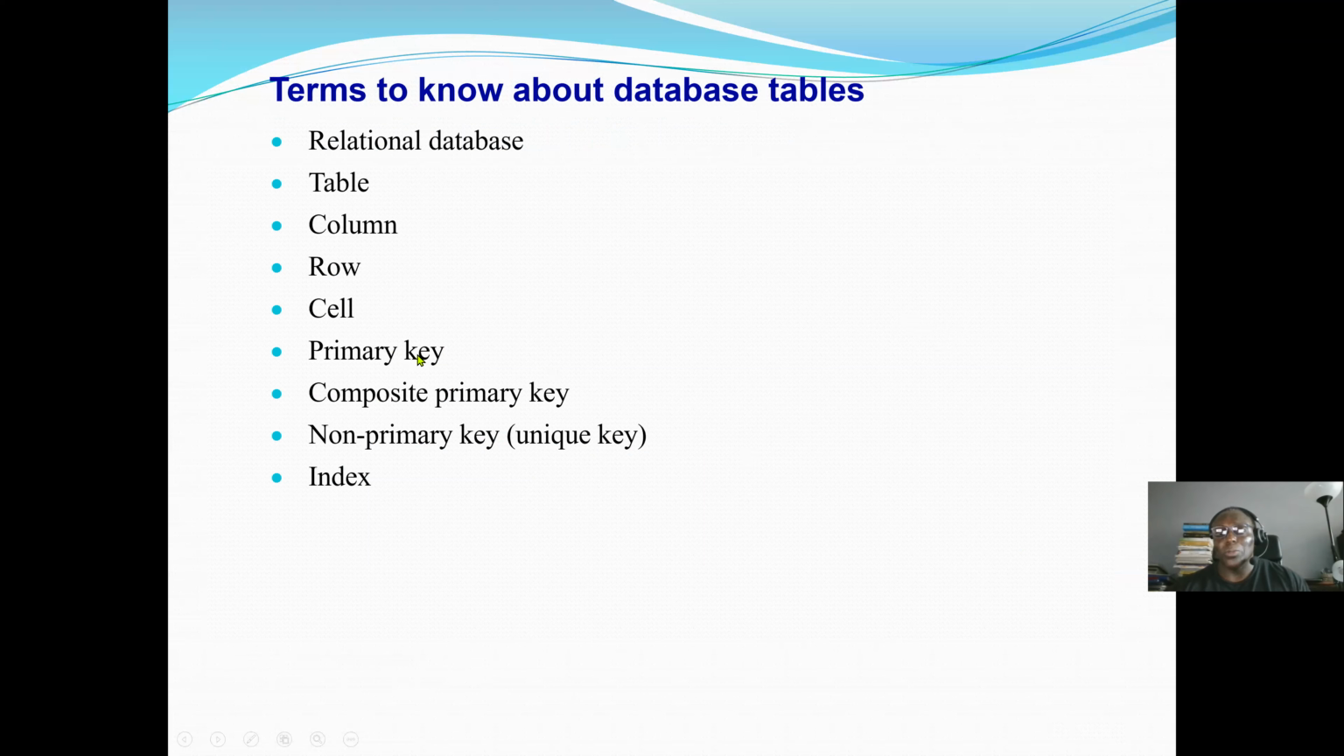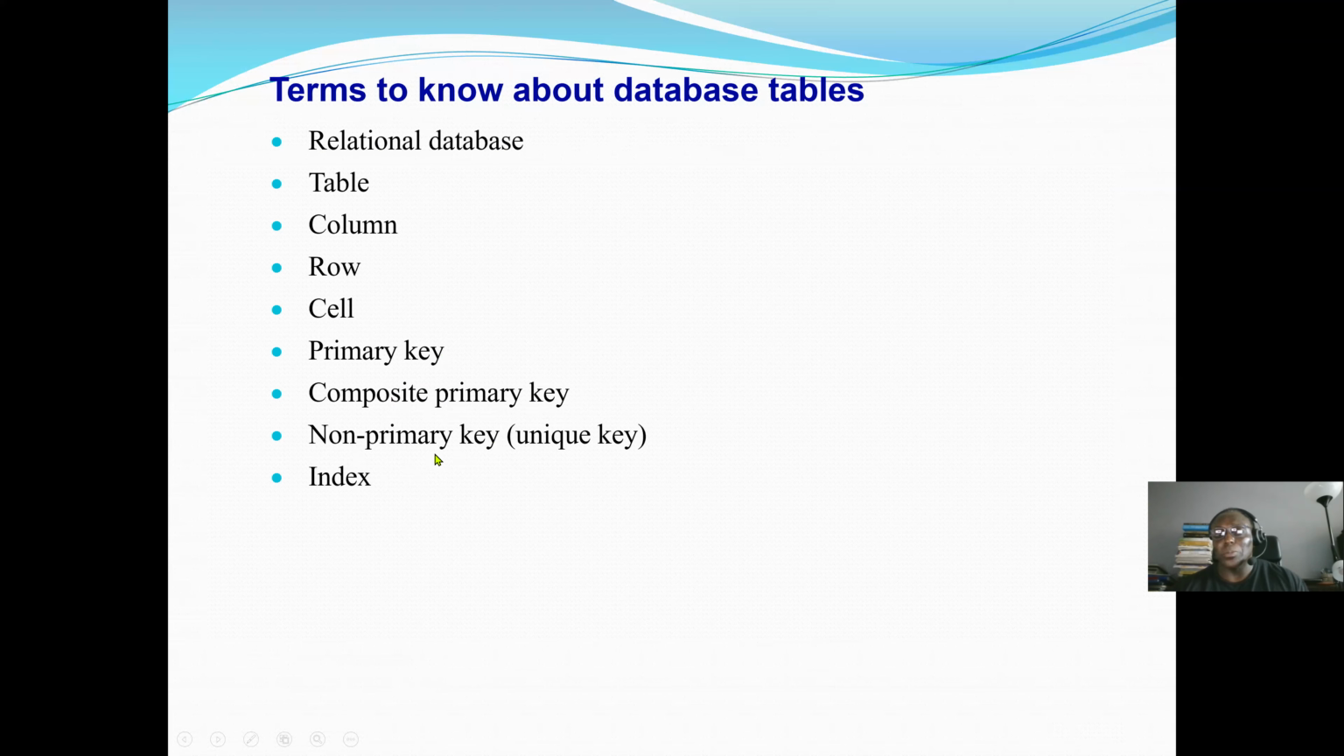A primary key will be, as we said, a column that uniquely identifies each record. A composite primary key: sometimes we may have a table whereby we need a minimum of two or more fields in order to uniquely identify each record. So a primary key normally is one field that uniquely identifies each record. When we say a composite primary key, it means we have more than one field that uniquely identifies each record.